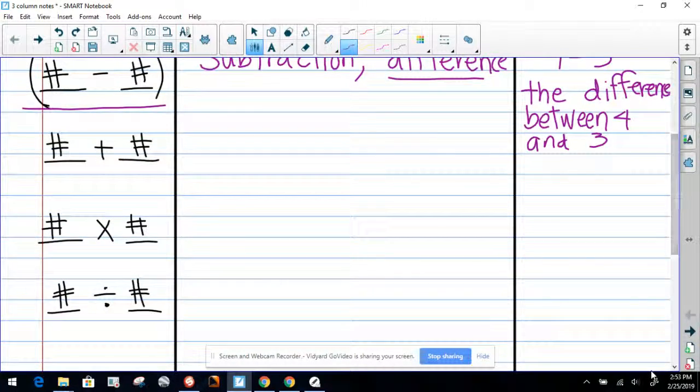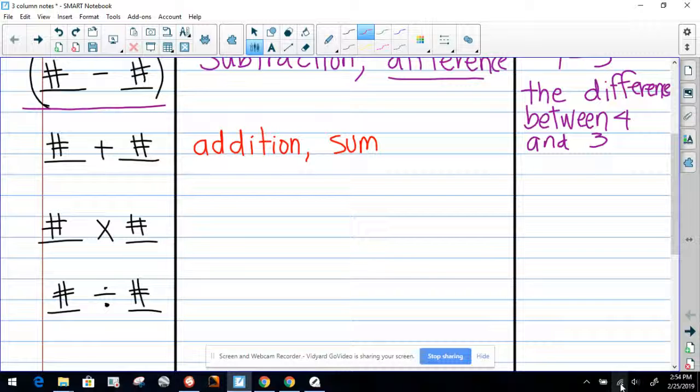Now, let's say you look at an addition. This is called an addition, but the answer is also called the sum. So either or, they're saying the same thing.